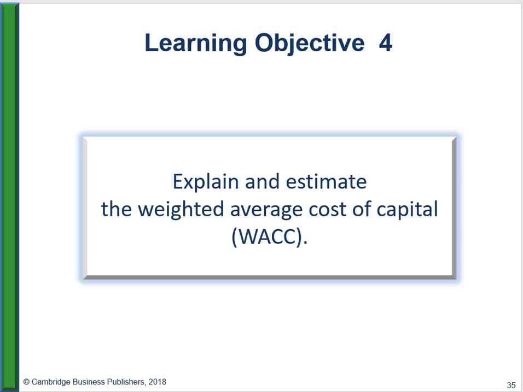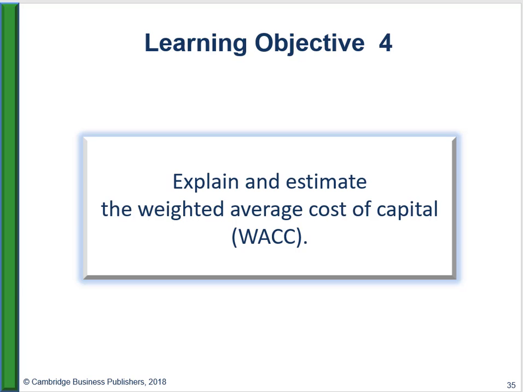Next, let's put it all together. We know our cost of equity, we know our cost of debt. Let's explain and estimate the weighted average cost of capital. I'm hopeful that'll be pretty self-explanatory from the name. The cost of capital includes an equity component and a debt component. The weighted average of those two things is going to be the weighted average cost of capital.